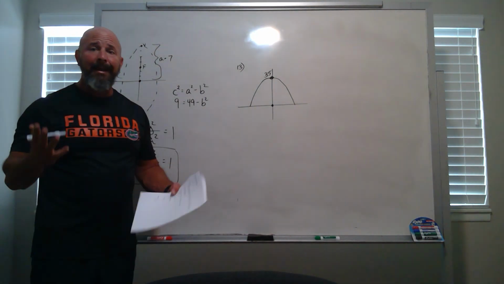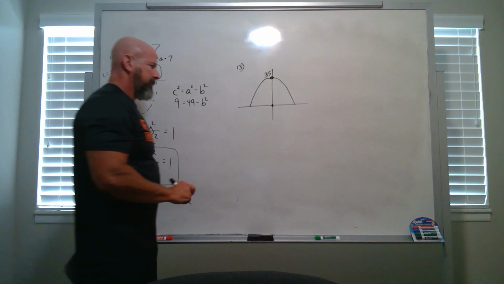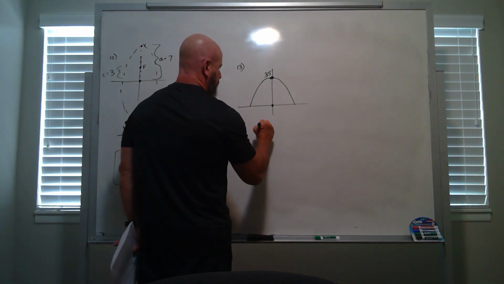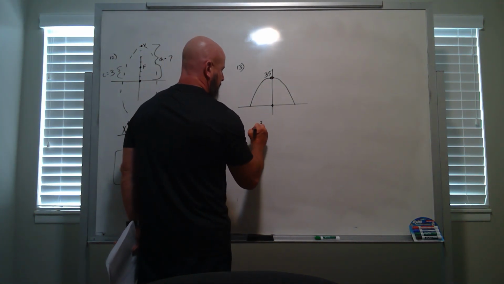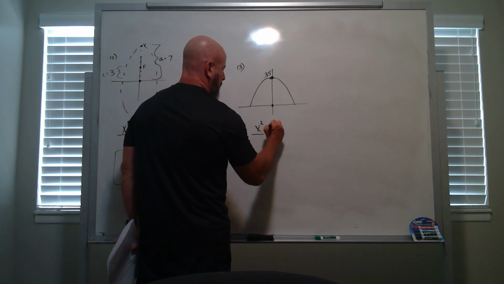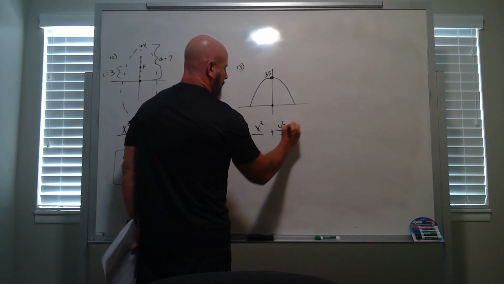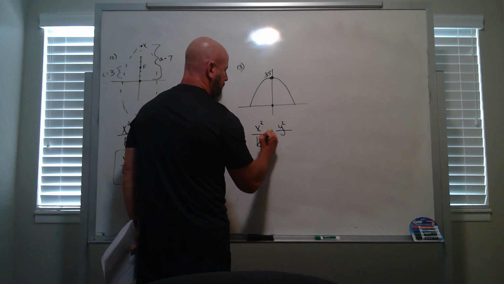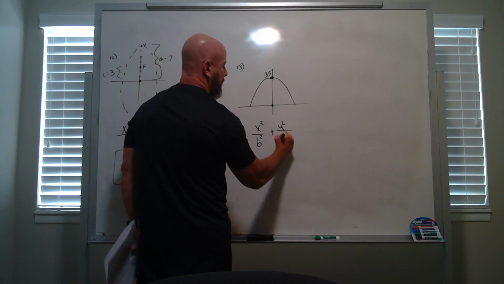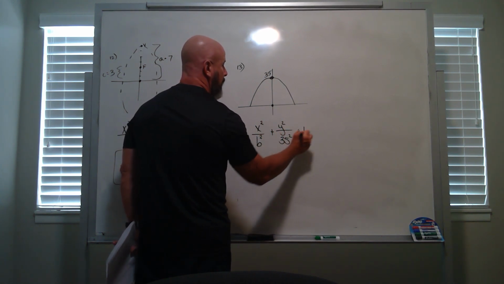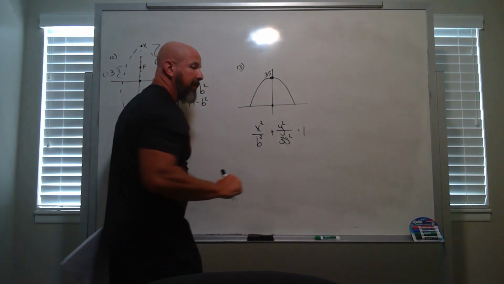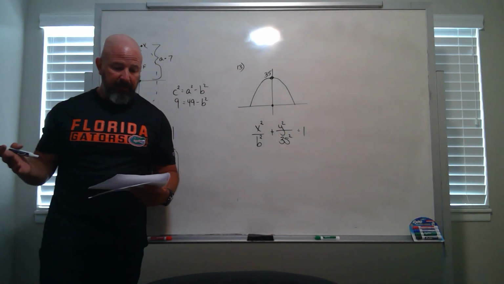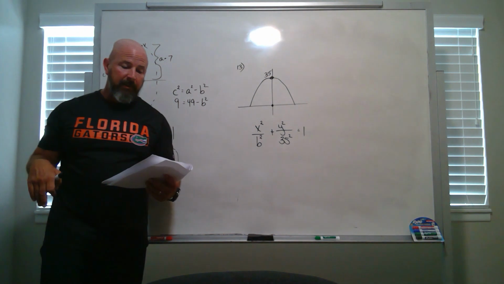All right, so right now, what I know, this would be x squared over b squared plus y squared over 35 squared is 1. And I know that a is 35. They told me that was the major axis, so that's going to be my major vertex.